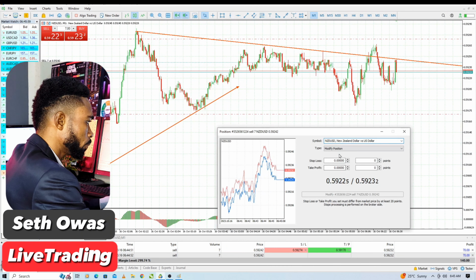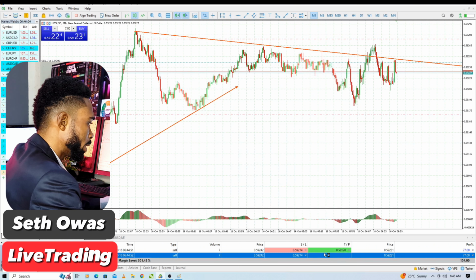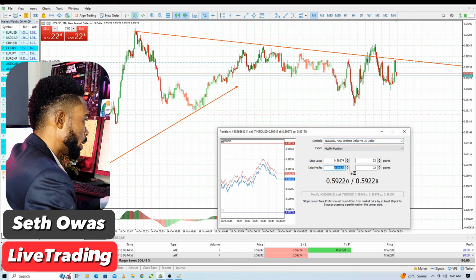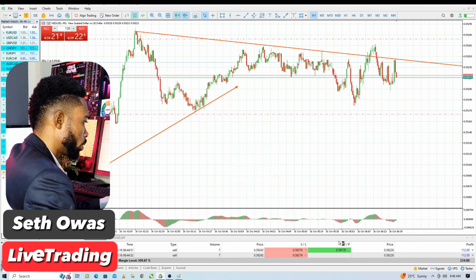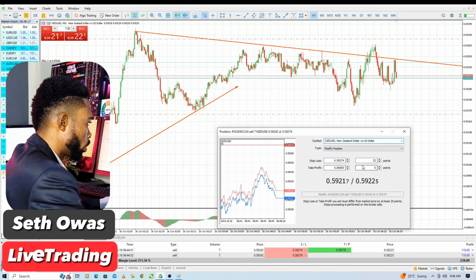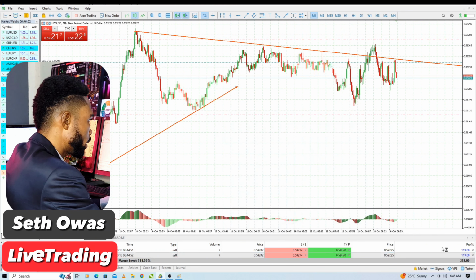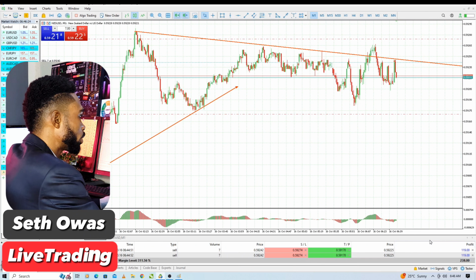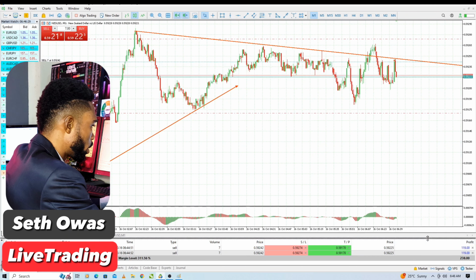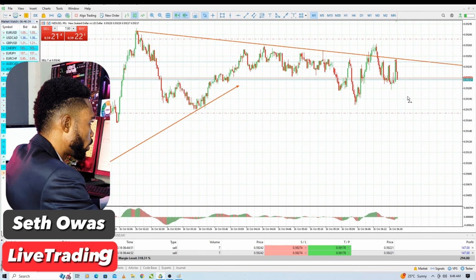So I'll paste it here and modify it. Let me do the same for the take profit targets. Modify and copy, and then I will paste it for this one too. Okay, so now all our stop loss and take profit targets are set. Let me adjust this a little so that I can see the 2 lines. Let me adjust the take profit target a little so that I can see both lines.